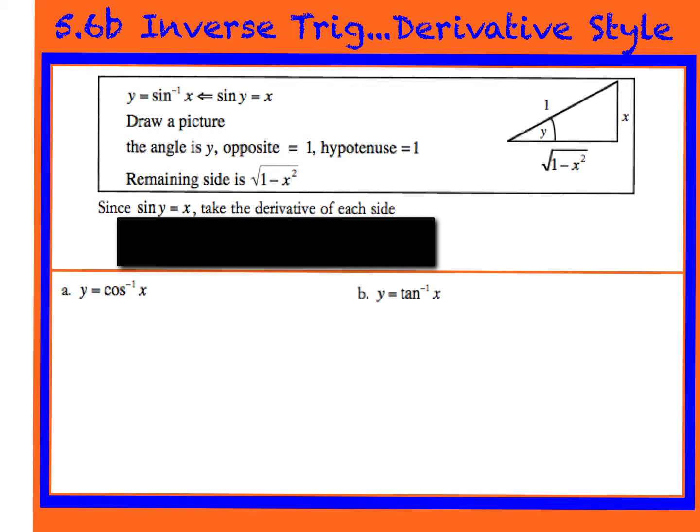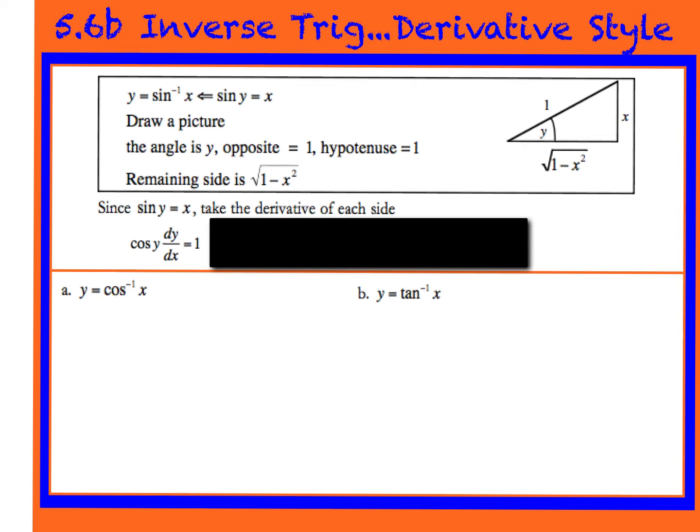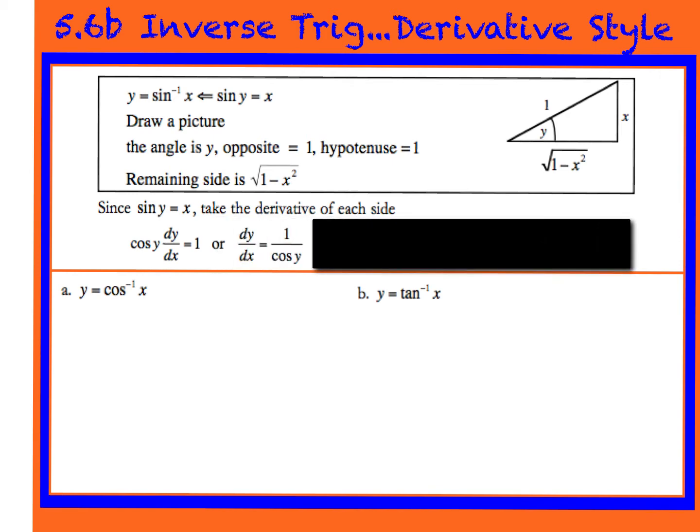Now I can take a derivative of that. What's the derivative of sine y with respect to x? The derivative of sine is cosine, so we'd have cosine y, but if it's with respect to x, what also gets to pop out? A dy dx. And then what's the derivative of x? 1. So now we have cosine y dy dx is equal to 1. Agree? Yes. So how do I solve for dy dx? Divide by cosine. So dy dx is equal to 1 over cosine y.